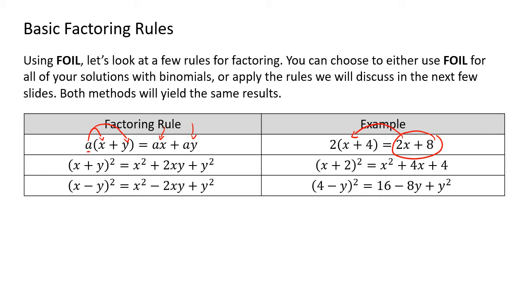The next two are just versions where you have something squared. In this case, we have x plus y squared and x minus y squared. So those are the same as writing x plus y times x plus y, or x minus y times x minus y.